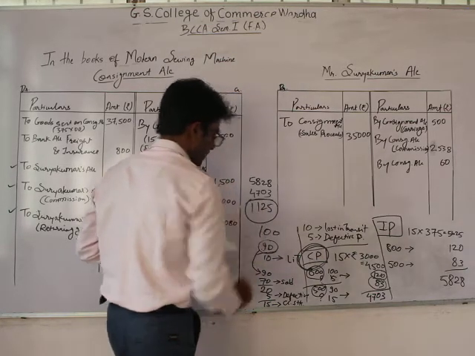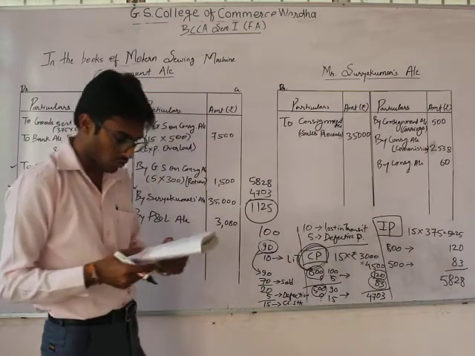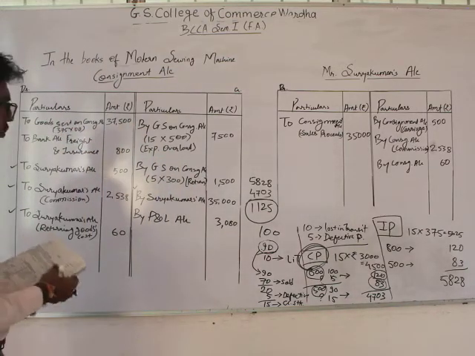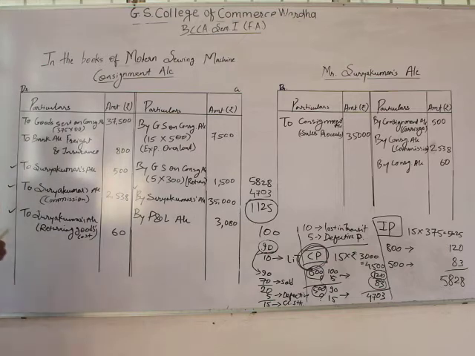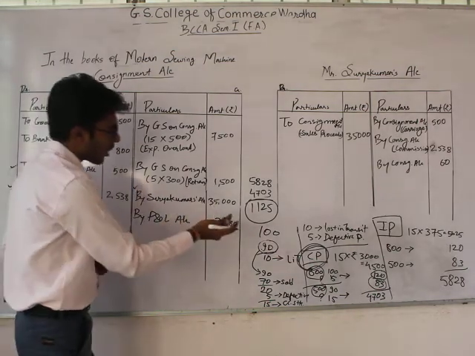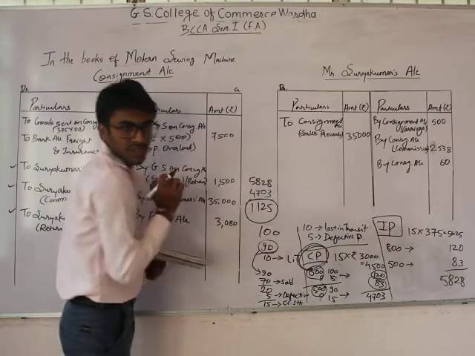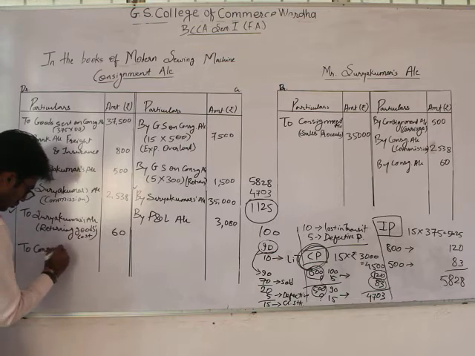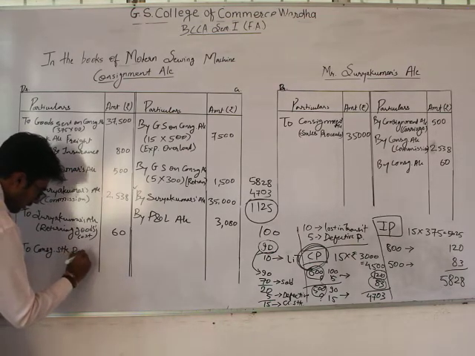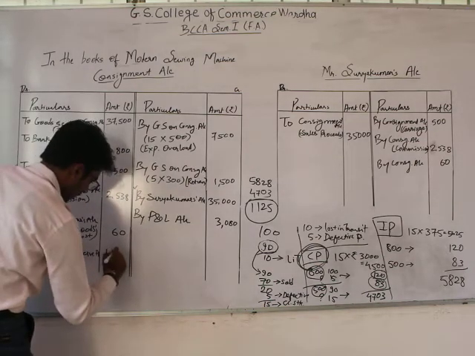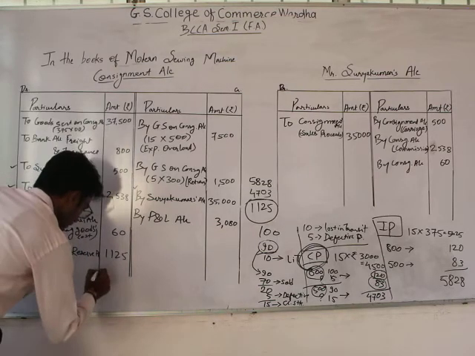So this balance will be known as stock reserve. This consignment stock reserve will definitely come on the debit side because of the excessive amount of this portion. So to consignment stock reserve account, and amount is 1125. Okay, done.